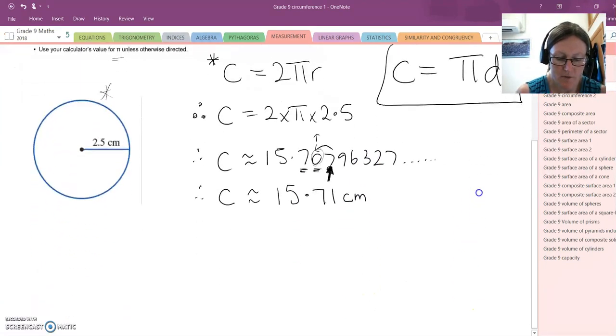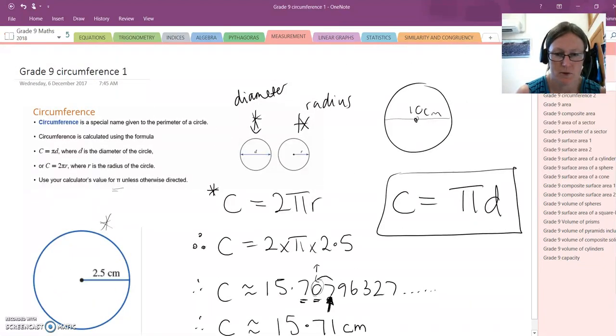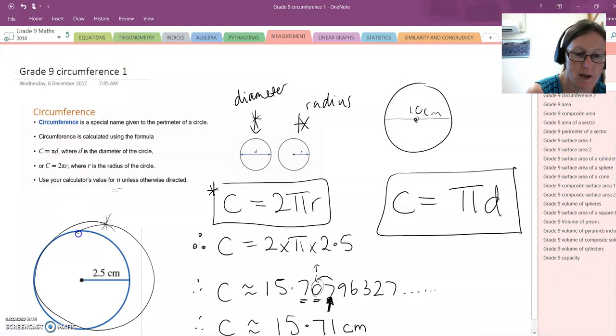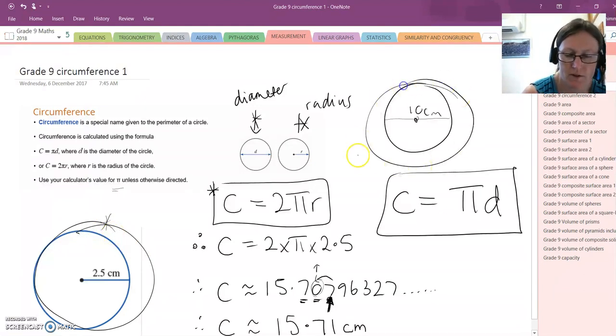Okay, so circumference, a special name for the perimeter of a circle. Two formulas, 1, 2, and which one we use is dependent on if the question gives us our radius or if it gives us the diameter.